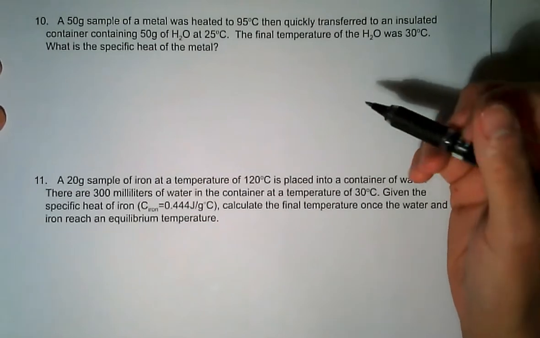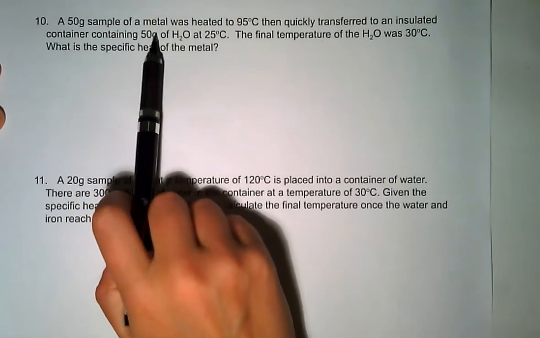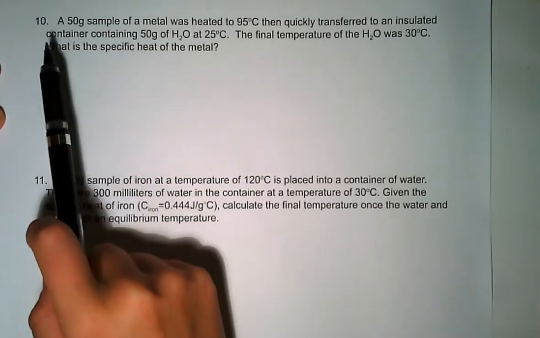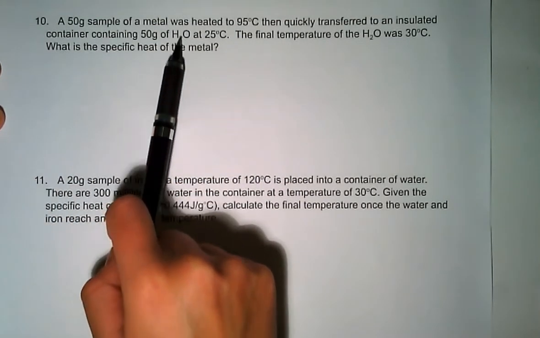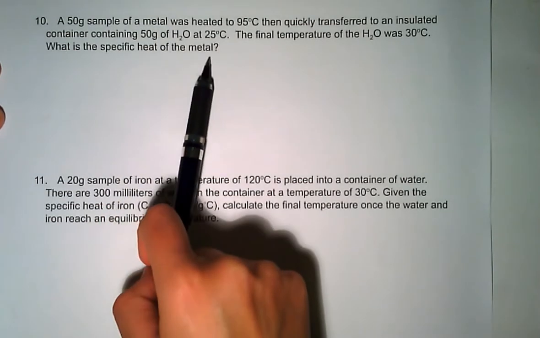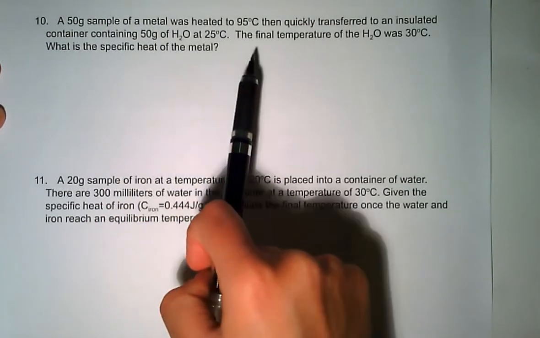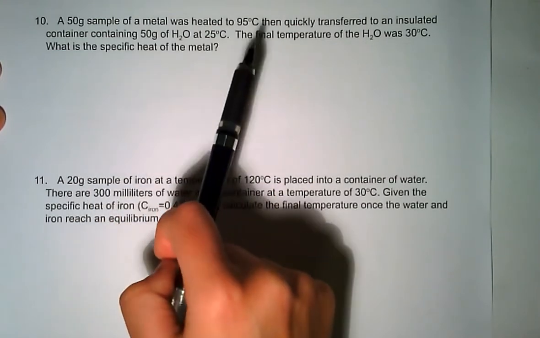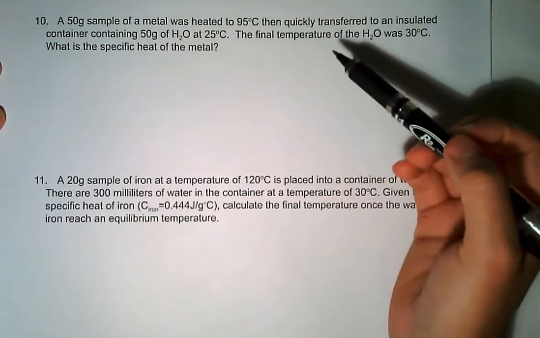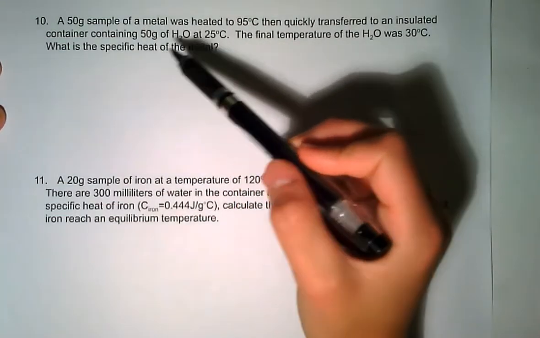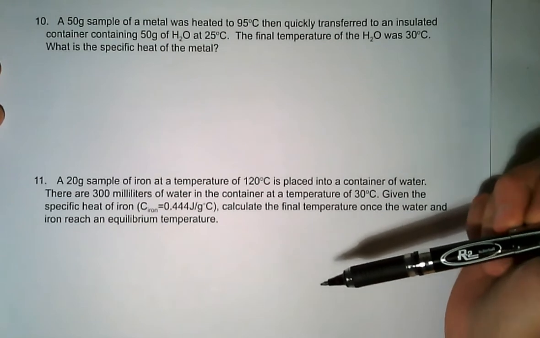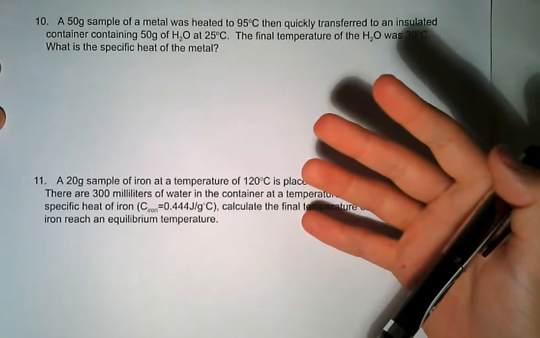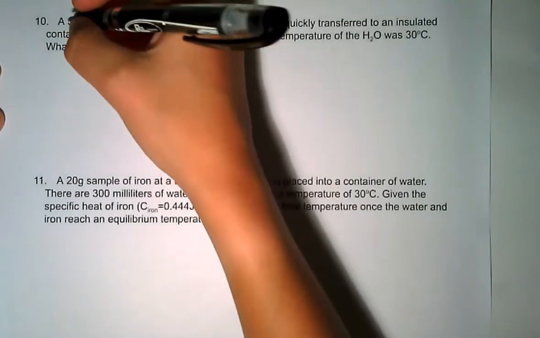This next problem says a 50-gram sample of metal was heated to 95 degrees Celsius and then quickly transferred to an insulated container containing 50 grams of H2O, or water, at 25 degrees Celsius. The final temperature of the water was 30 degrees Celsius. What is the specific heat of the metal? So this problem, where we have a metal or something heated up and then transferred into water, and then the temperature is allowed to equilibrate, and we're measuring the final temperature, this is a calorimetry problem.